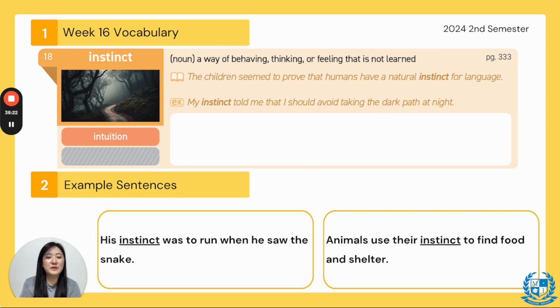Next, it says animals use their instinct to find food and shelter. Yes, some animals do learn how to hunt from their parents, but some animals also, it's just a behavior that's within them. Instinct.